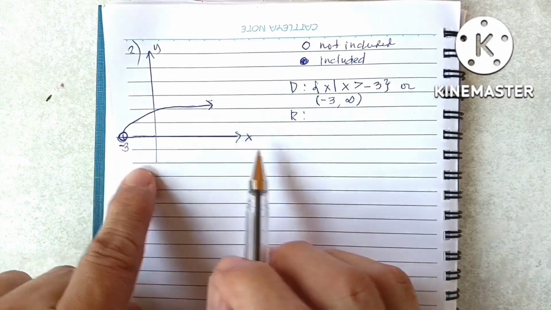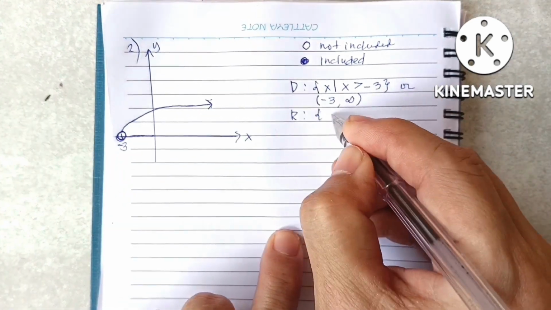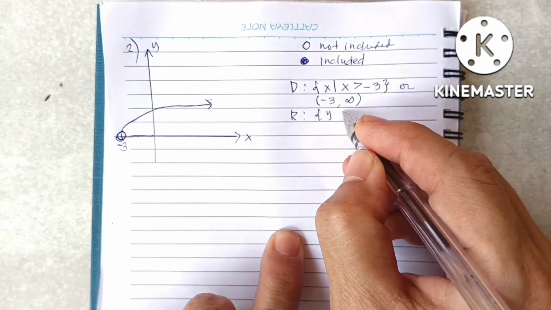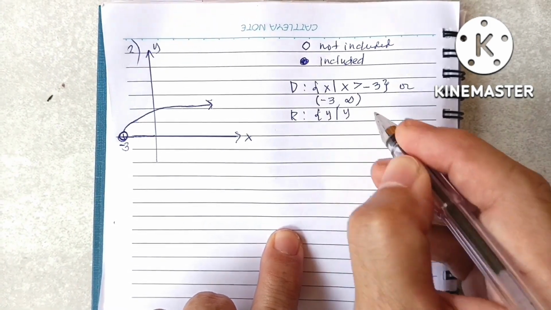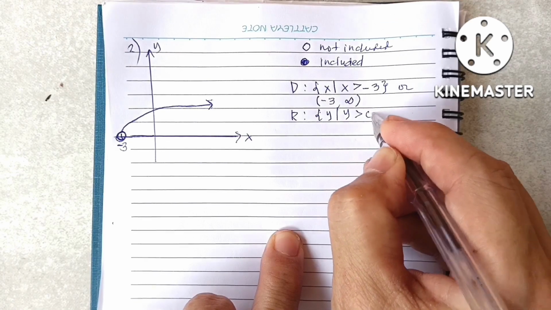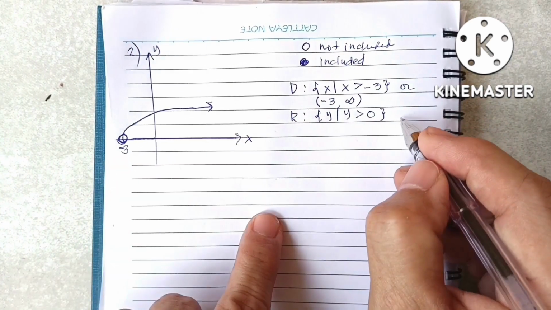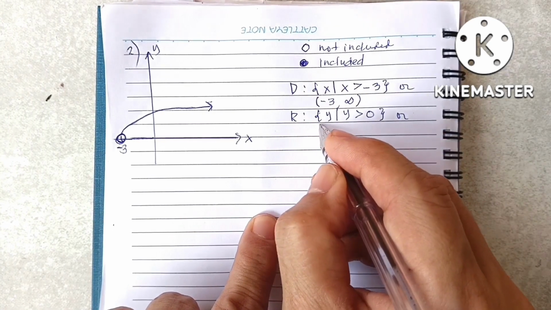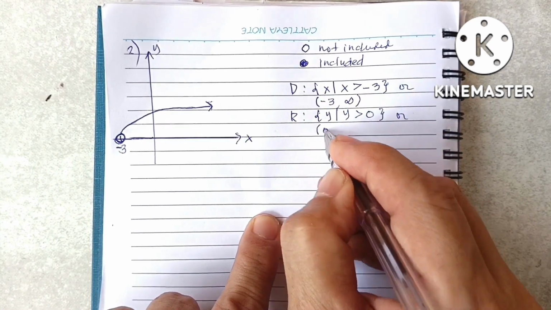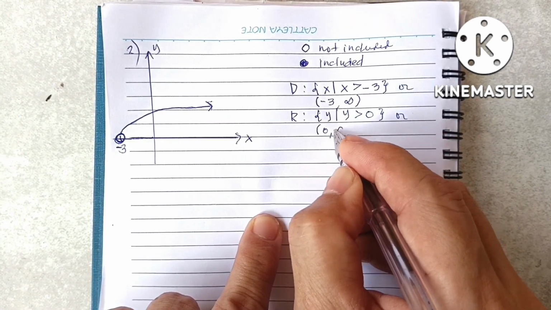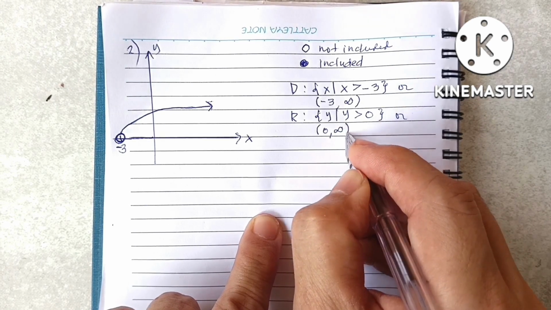arrowhead. Okay? So, the range is the set of all y's such that y is greater than 0. Okay, again, walang equal ha, kasi unshaded yan. Or interval notation, that is from 0 up to positive infinity.